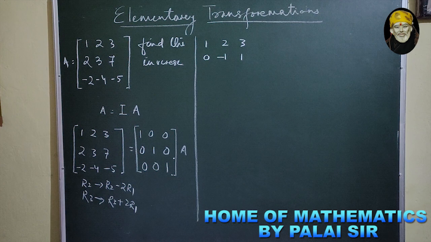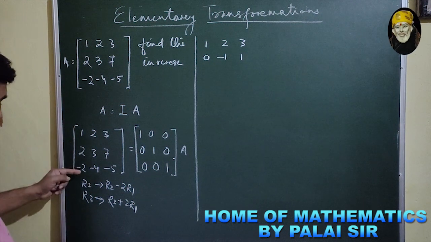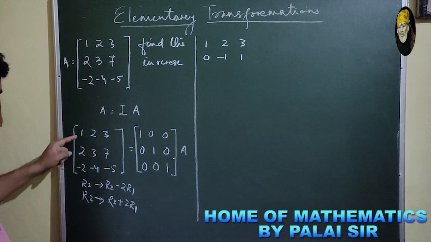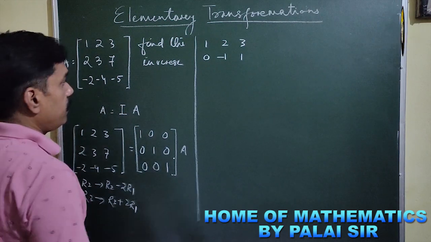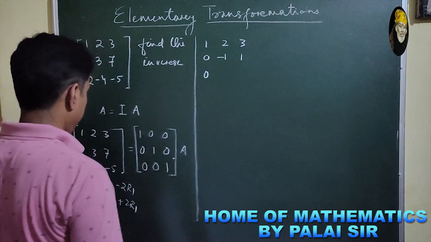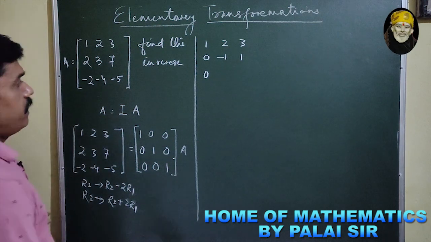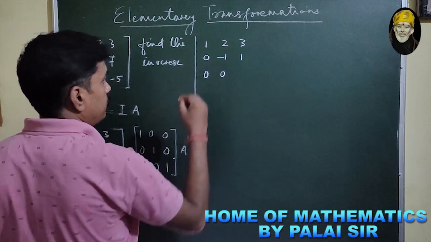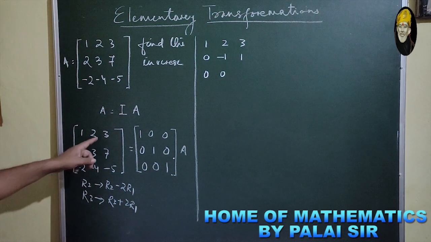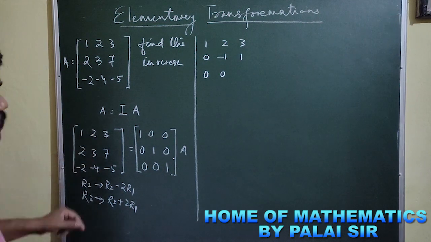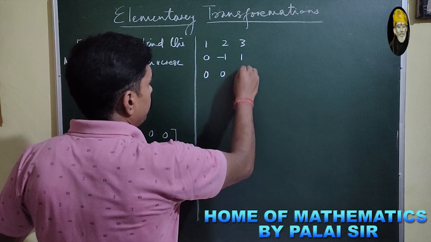Next, when you add 2 times with this one, what will you find? 2 plus minus 2, its value is 0. And here it is 4 plus minus 4, its value is also 0. And here you get minus 5 plus 6, its value is 1.